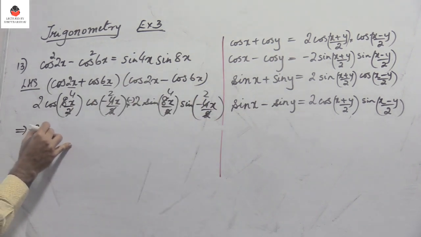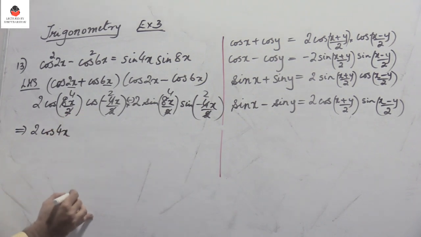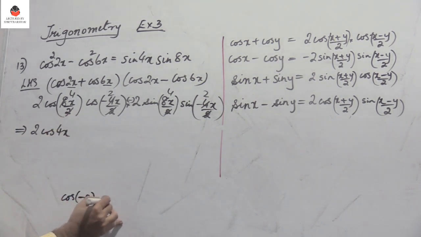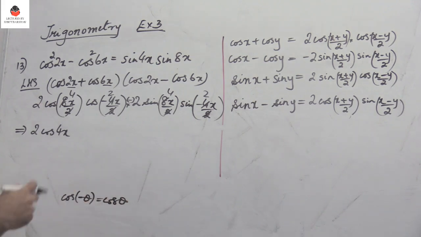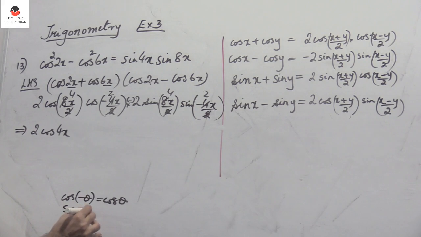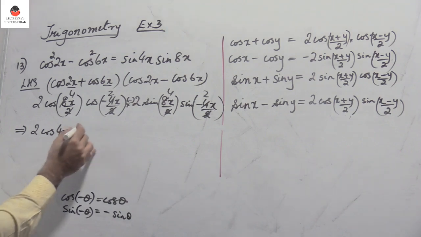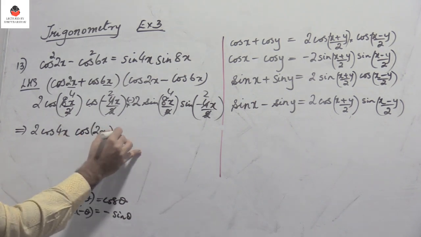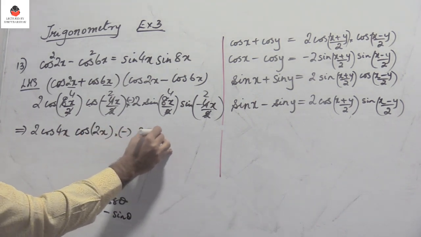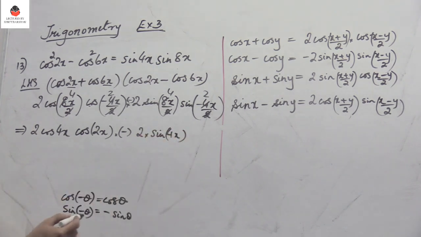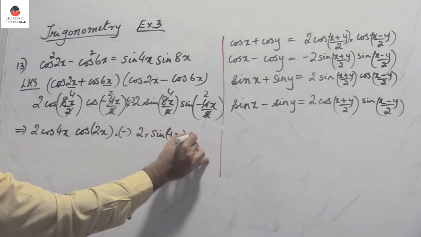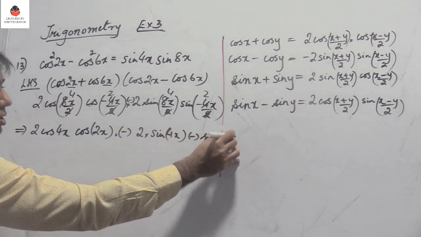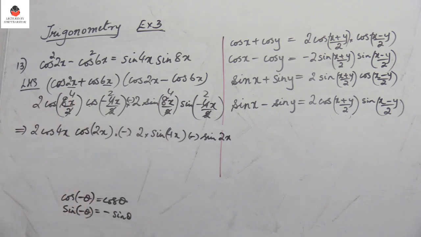So we get 2 cos 4x, and we know that cos of minus theta is cos theta, because in the fourth quadrant cos is positive. Sine of minus theta is minus sine theta, because sine is negative in the fourth quadrant. So cos of minus 2x is cos of 2x, and I have a minus sign here, 2 into sine 4x. Sine of minus 2x is minus sine 2x, so minus into minus will become plus. Alright, so it is 2.